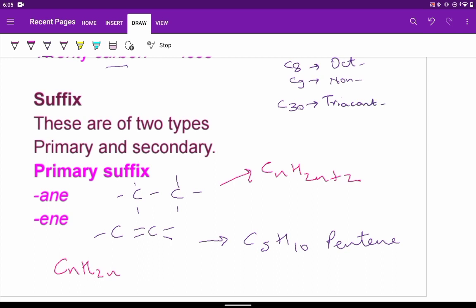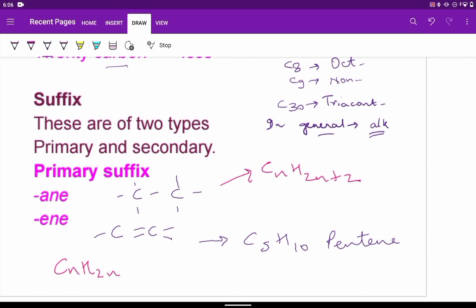So these are the word roots. In general, the word root for any carbon chain is alk, like in the case of alkane, alk, alkene, again alk, alkyne, again alk.